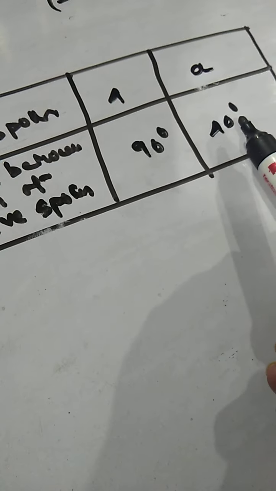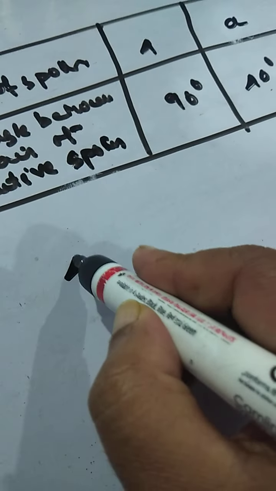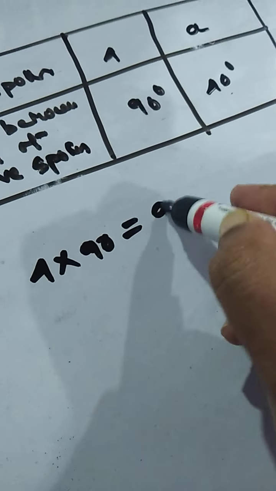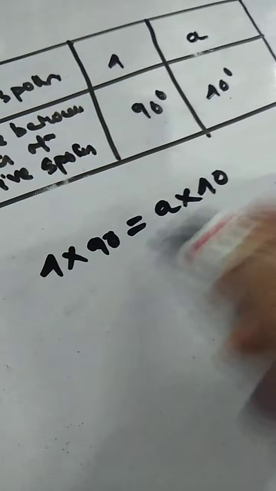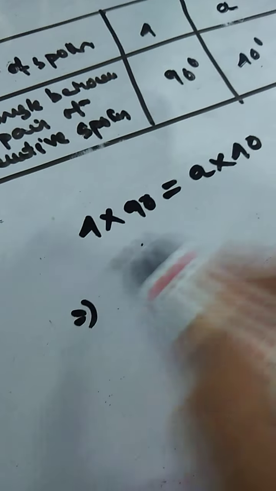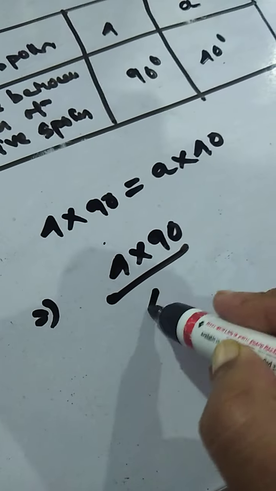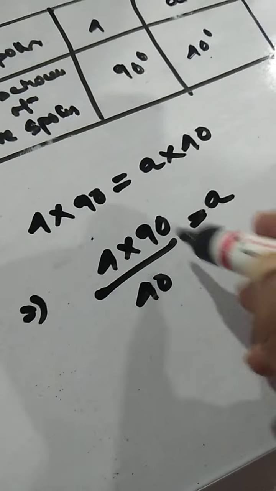Now again it's quite obvious, when the degree is decreasing, then obviously the number of spokes will increase. If this quantity is decreasing, then this number will increase. So it is again an inverse proportion. So how to start? 4 into 90 equals A into 40. So we'll transpose this 40 towards the left hand side. So it will look like 4 into 90 upon 40, that would be equal to A.